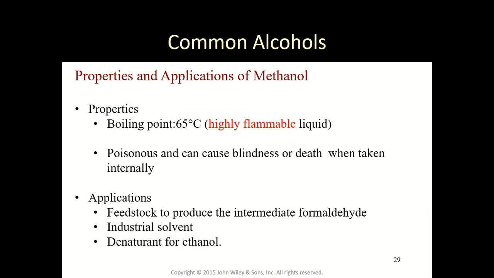Properties and applications of methanol. Boiling point is 65 degrees Celsius. Poisonous and can cause blindness or death. You know, that's in windshield washer fluid, these kinds of things, and bad stuff. Application: feedstock to produce the intermediate formaldehyde. Industrial solvent, and to denature ethanol.